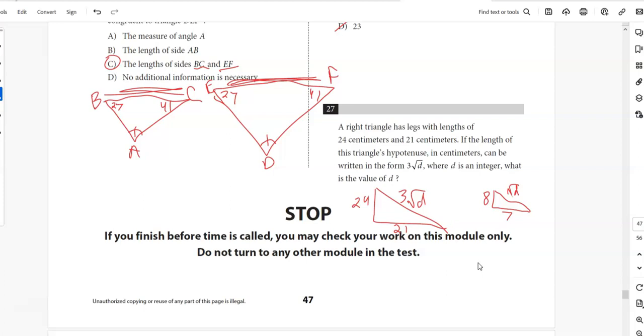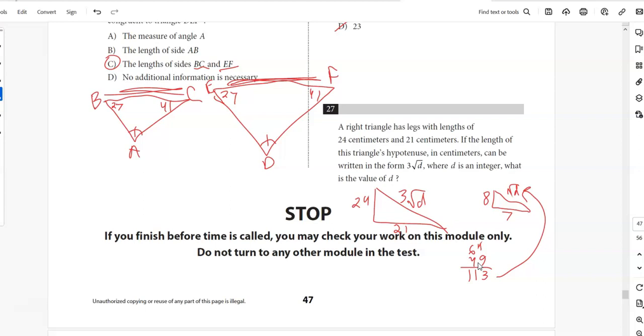So that'd be 8 squared plus 7 squared. So 64 plus 49 is 113. So d could be 113. I think that's probably the answer.